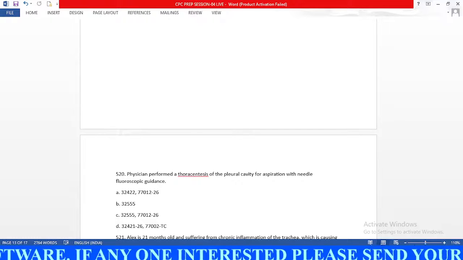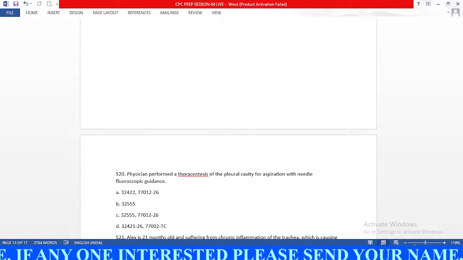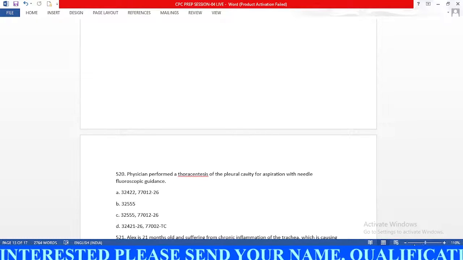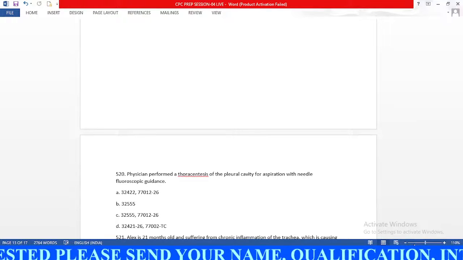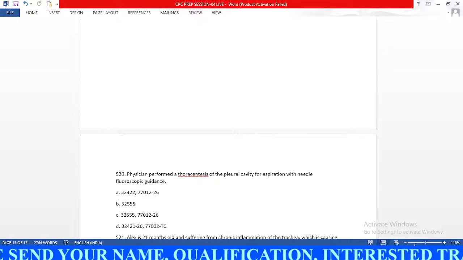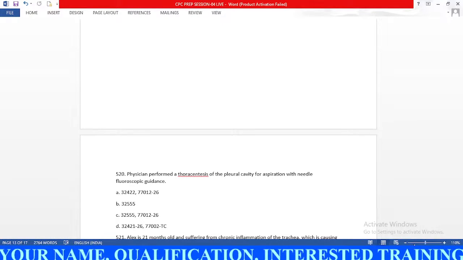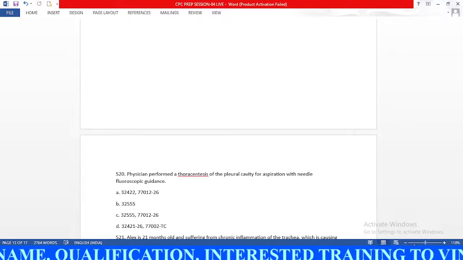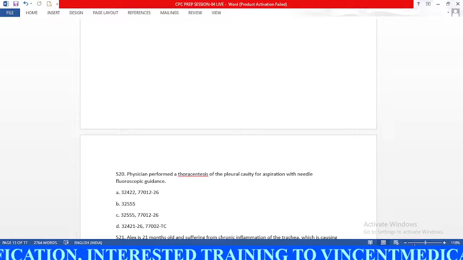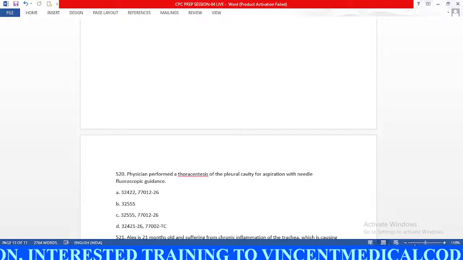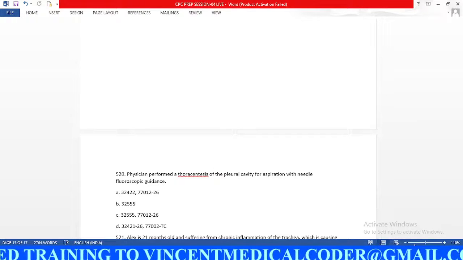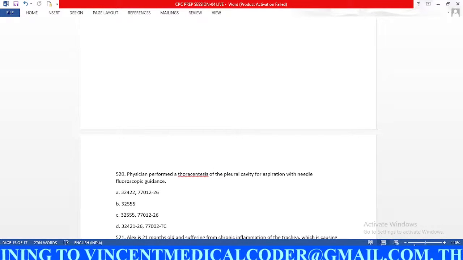So write your answer in the chat box. Based on your answer, we can start discussing. Usually the use of thoracentesis is to remove the fluid from the thorax. So the physician has performed thoracentesis of the pleural cavity for aspiration with needle, fluoroscopic guidance.